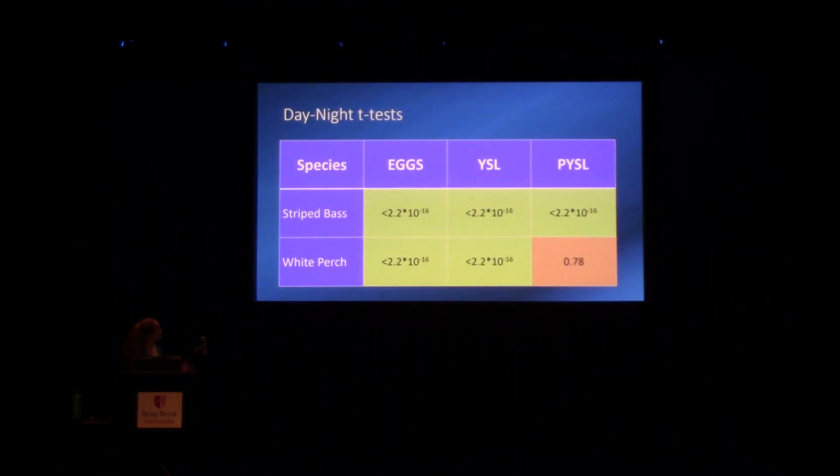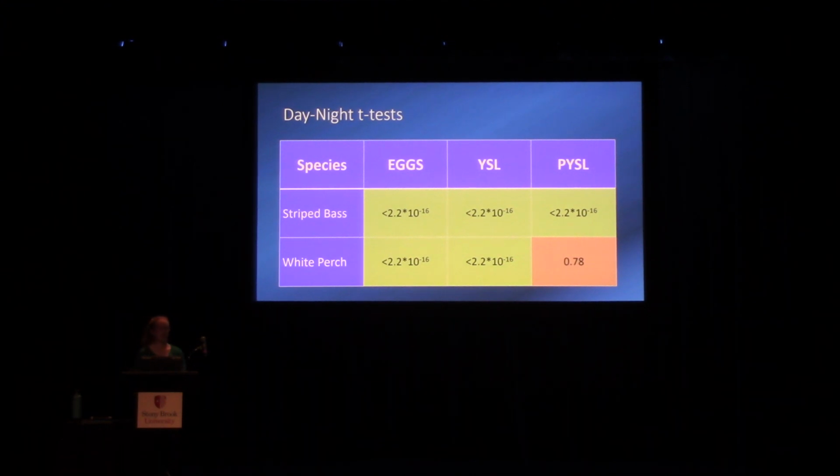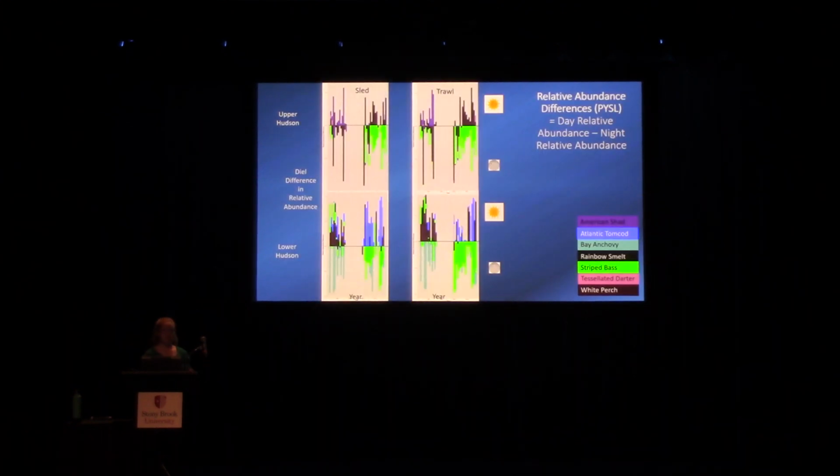Looking at the t-test, these are the p-values: striped bass eggs, yolk sac larvae, and post-yolk sac larvae were all significant. Interestingly, post-yolk sac larvae for white perch, when you just aggregate everything, was not significant. These are the figures calculated the same way as what I previously showed, but just for post-yolk sac larvae, and what you can see is this temporal change in when white perch post-yolk sac larvae are dominating in the upper Hudson River in the earlier years. It seems like at nighttime their relative abundance is higher, and then it switches to daytime.